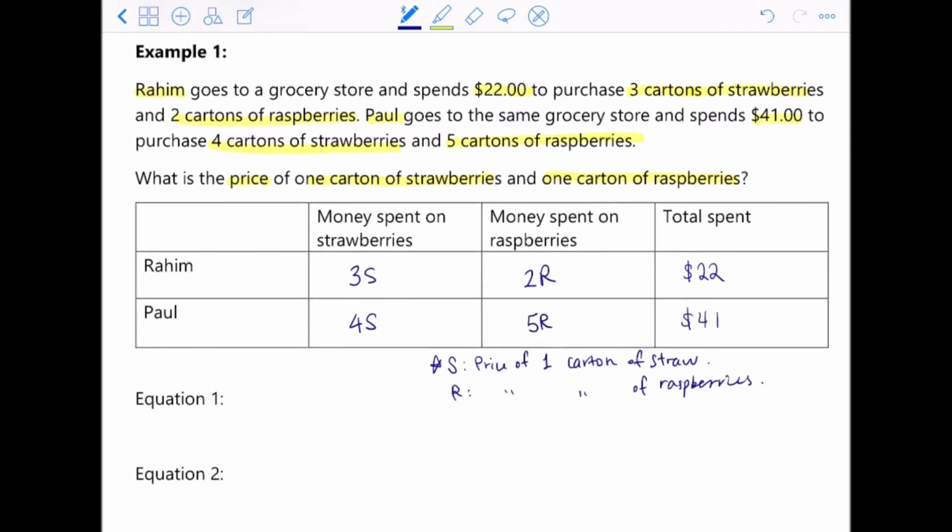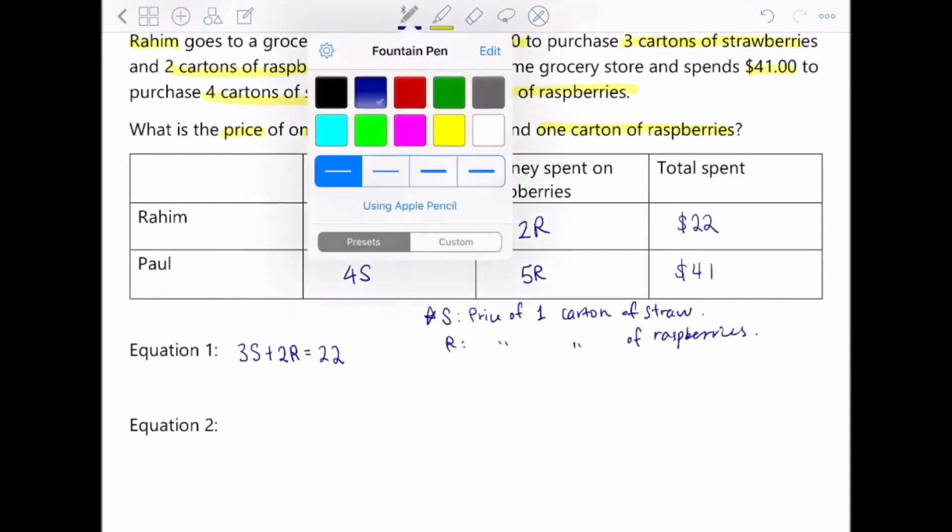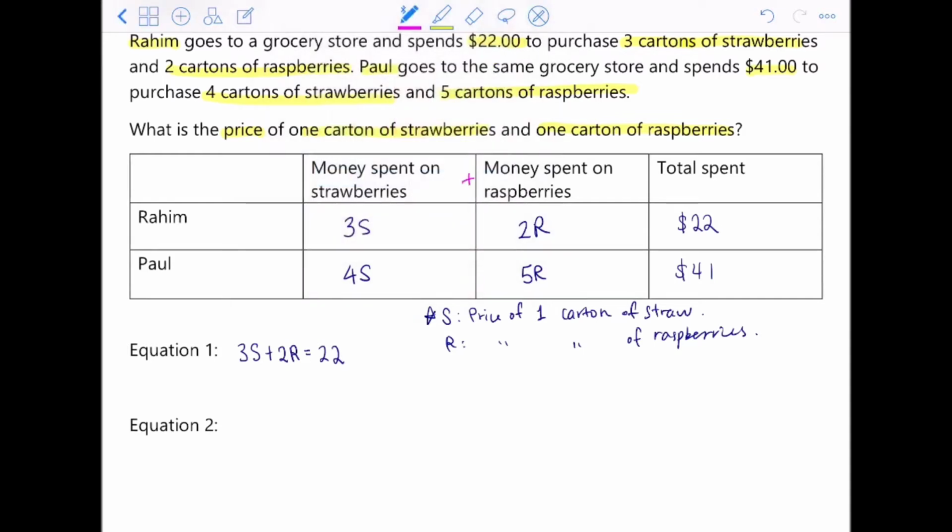Alright, so let's state our first 2 equations. All we have to do is add the first row. So for Rahim, it would be 3S plus 2R equals 22. So essentially what we're saying is that money spent on strawberry plus money spent on raspberry must equal the total spent amount. So that's the first equations for Rahim and Paul. We have 4S plus 5R equals 41.